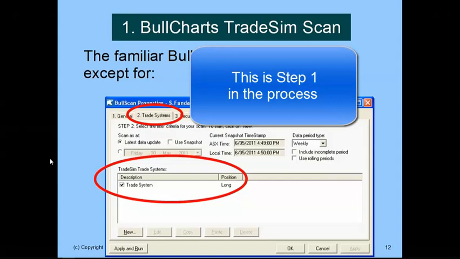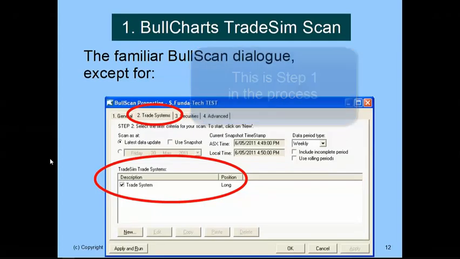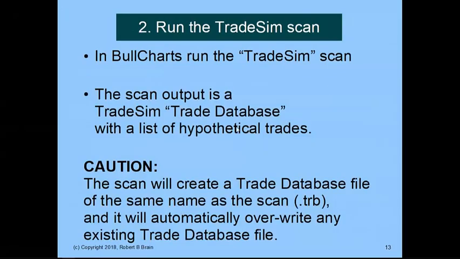This is a screenshot of the BullCharts scan definition. Normally in BullCharts, that second tab talks about setting up the criteria for the scan. In a TradeSim scan, it actually says Trade Systems, where you enter a system. Now, what do we mean by system? It's both the entry and exit criteria. And we'll come back and talk about that more in just a moment.